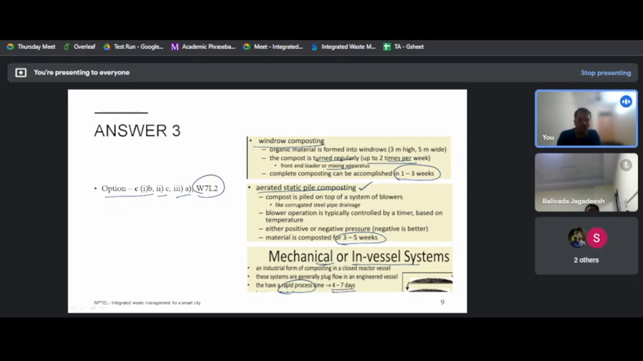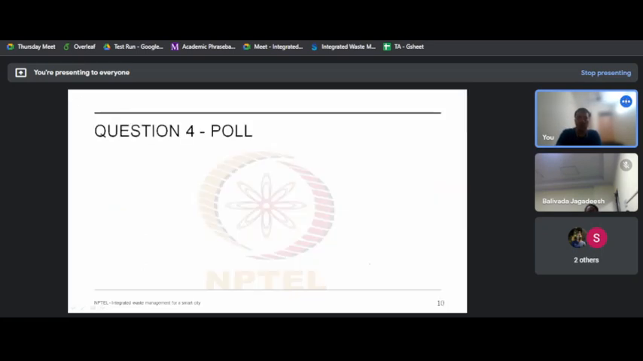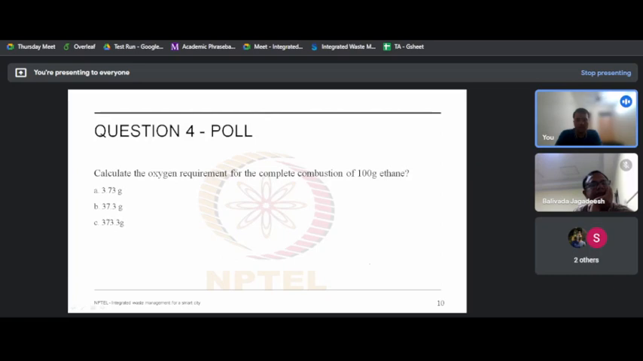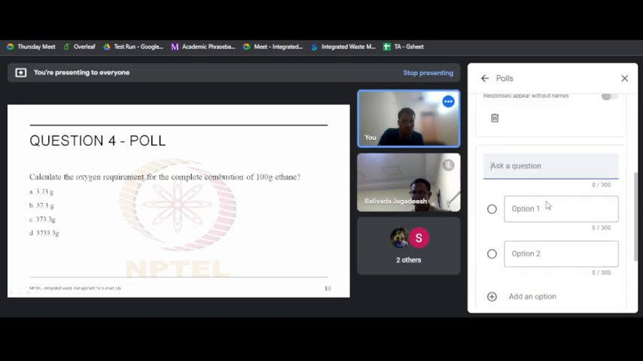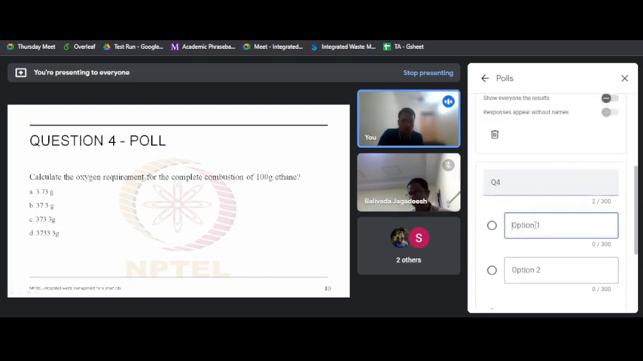Moving on to the next question, that is question number 4. So this is a poll. Calculate the oxygen requirement for the complete combustion of 100 grams of ethane. The given options are 3.73 grams, 37.3 grams, 373.3 grams, and finally 3733.3 grams. 4 options we have. I will drop a poll in the Gmeet. You can answer it accordingly. So this is question number 4.